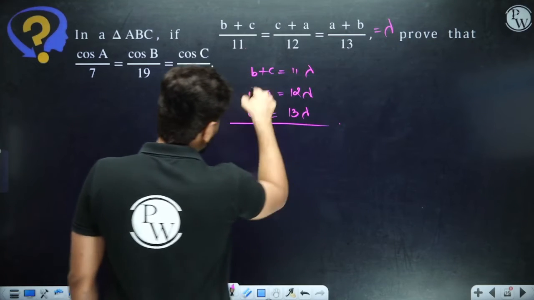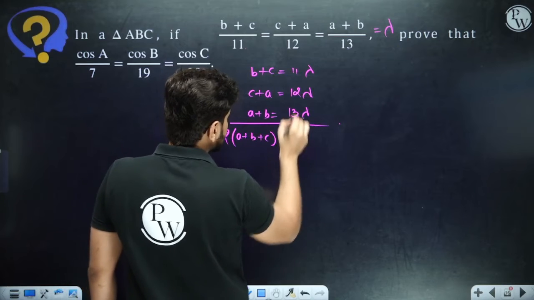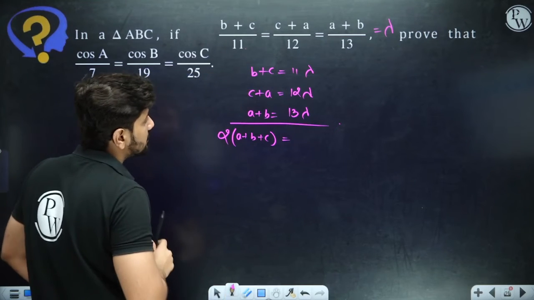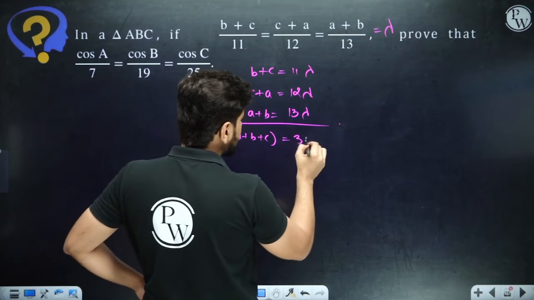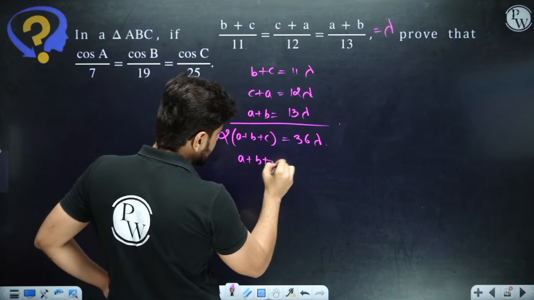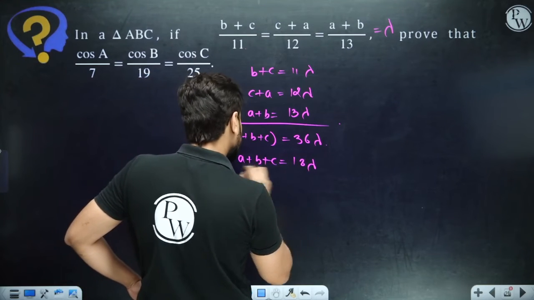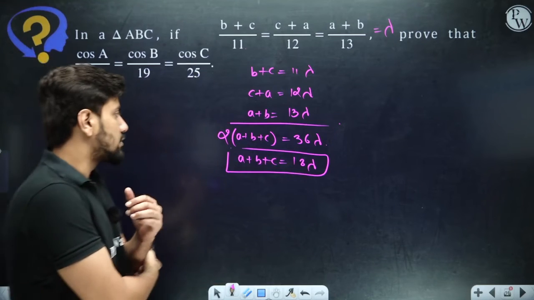So if you add all of these, in the left hand side we get 2 times (A plus B plus C). In the right hand side we have 11 plus 12 plus 13. So that will be 36 lambda, right? So we have the value of A plus B plus C as 18 lambda. Now, get the values of A, B, C in terms of lambda.